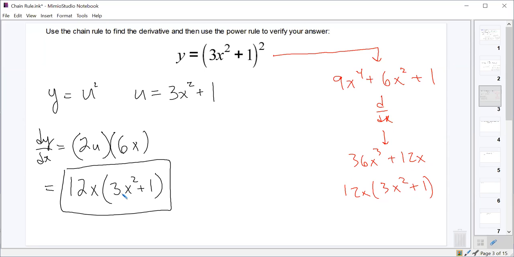Nice thing about the chain rule too is that sometimes it'll give you a nice factored form of it. Isn't that exciting? Super exciting. Yeah, all right. Any questions on that? Because they're just going to get worse.